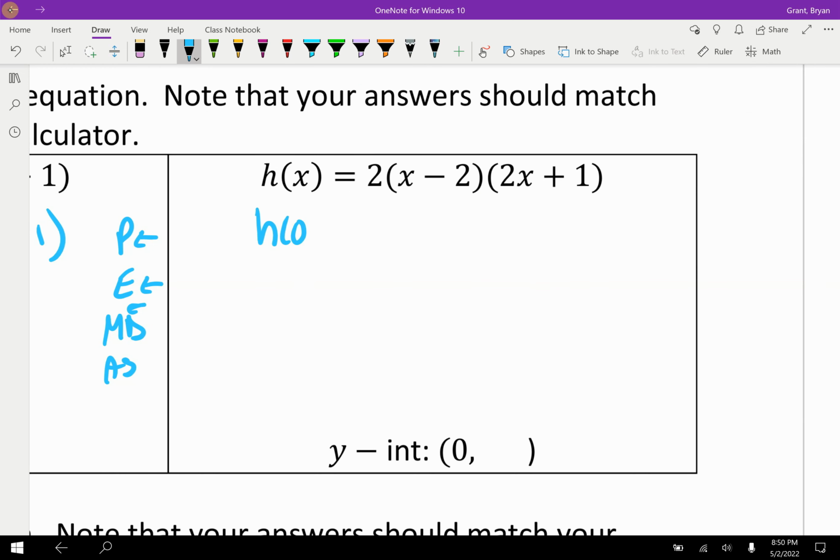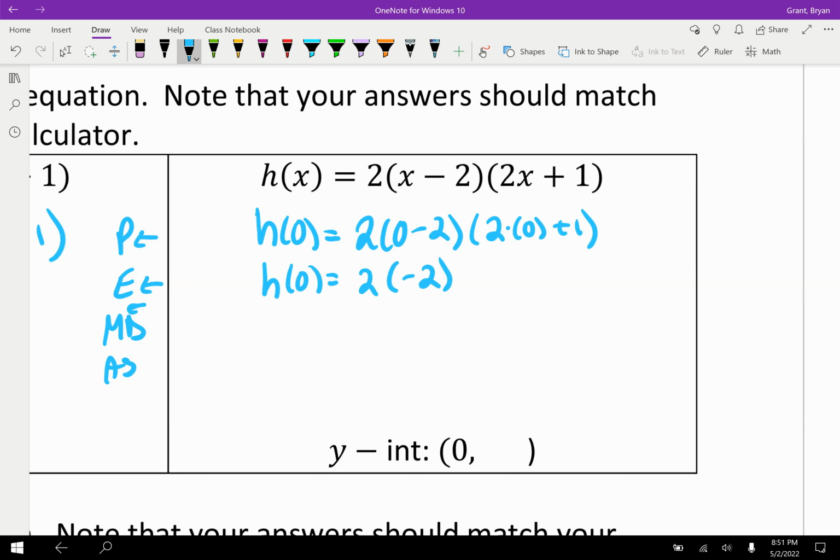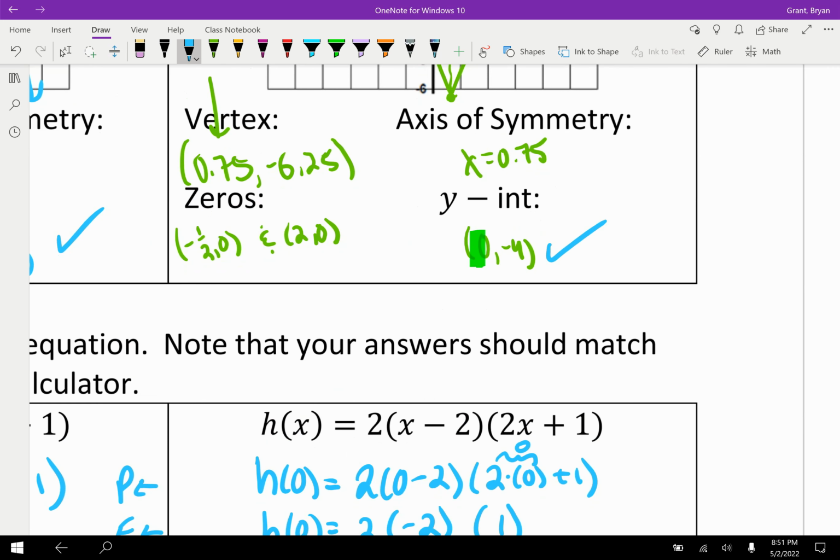Last one, h of 0. And remember, you can just write y if h of 0 scares you. And we're just going to keep following PEMDAS. This one's a little bit weird because there's some extra numbers inside, but I think you'll be all right. 2 times 0 is 0. 0 plus 1 is 1. Okay, h of 0 is 2 times negative 2. That's negative 4. Is there even a point to multiply by 1? I think it's just negative 4 here, right? And yes, we've done it again.